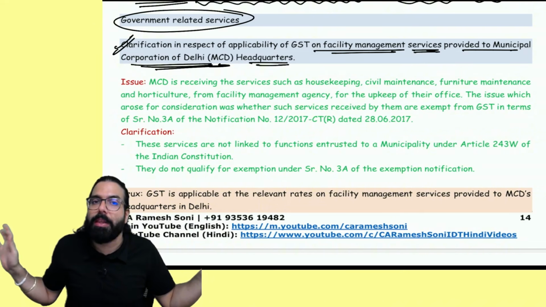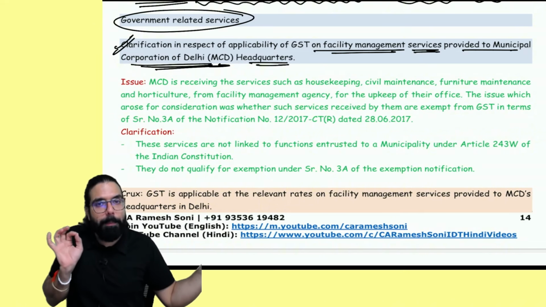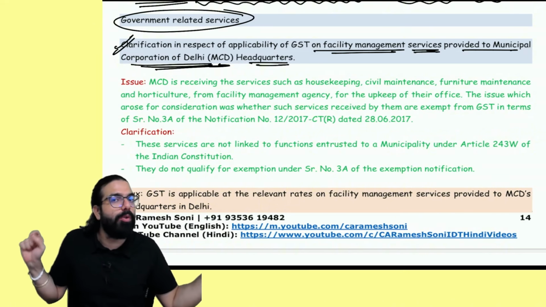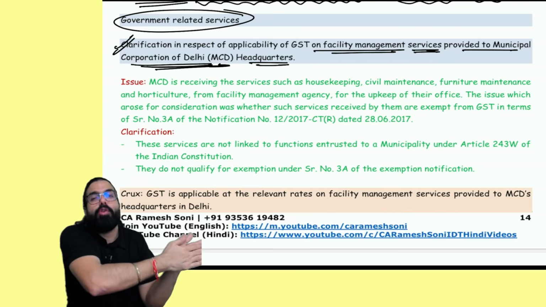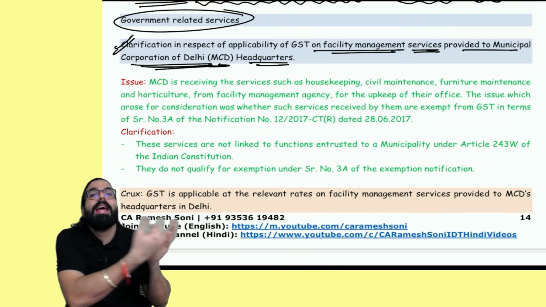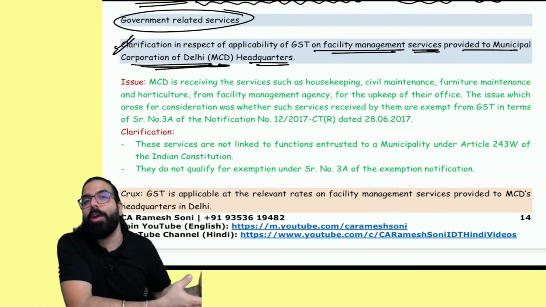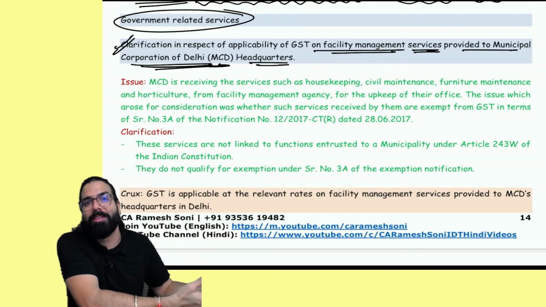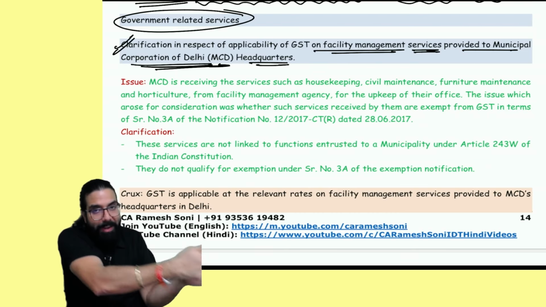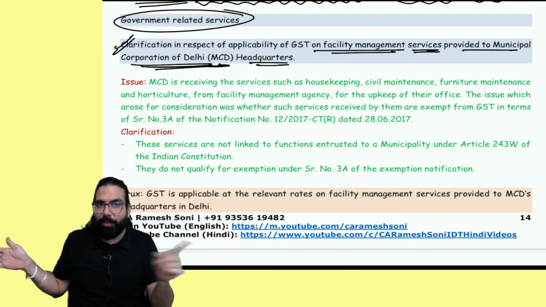services, entry number 3 and 3A say that when you are taking a pure service or composite supply where goods is only 25%, in relation to the 243W functions, basically when they are acting as a local authority, and Municipal Corporation of Delhi is acting as a local authority and providing 243W services to the general public, to provide those services, if they take such services, it is exempted.